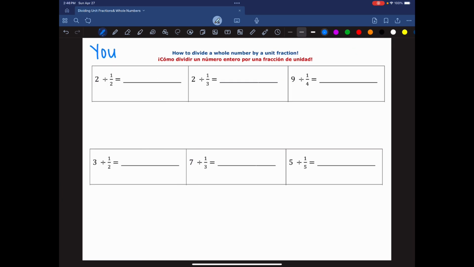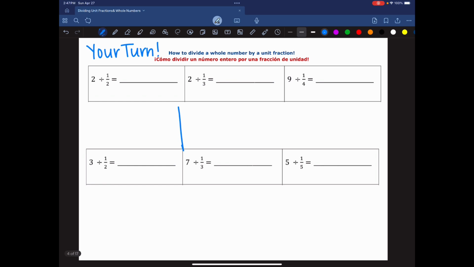Let's get some extra practice. Copy the following problems and solve them. When you finish, click play. Check your work alongside mine. The goal is to find and fix your mistakes. See you in a bit.